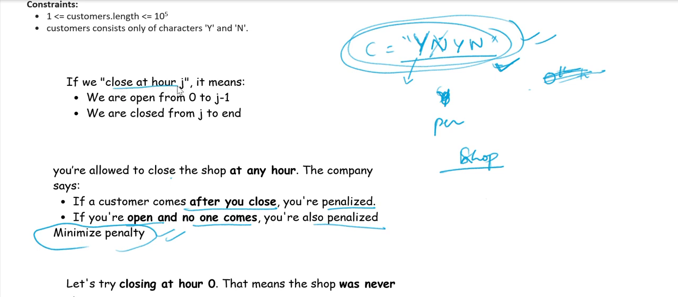What do you mean by closing at hour j? Basically, if you close at the jth hour, you mean that you were open till j minus 1. So suppose you say let's close the shop at 2, so this is 0 1 2 3, you mean that the shop is open from 0 to 1 and closed from 2 to 3.